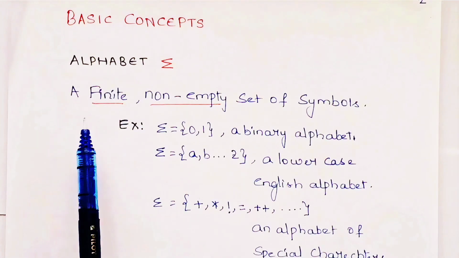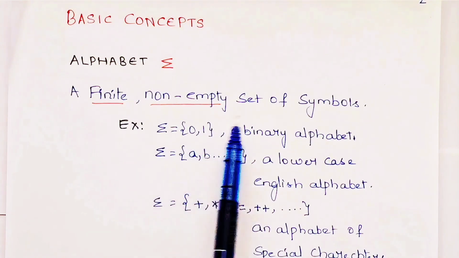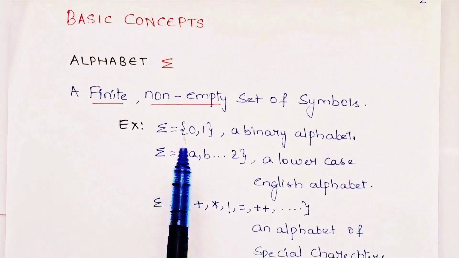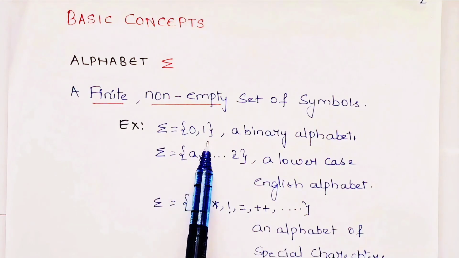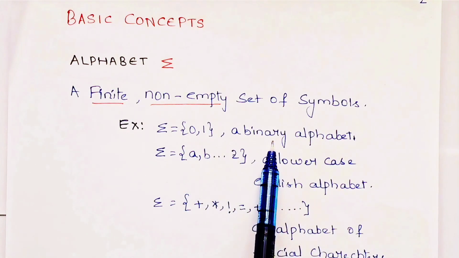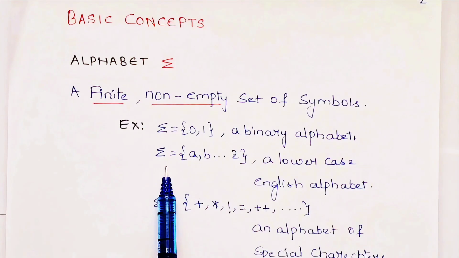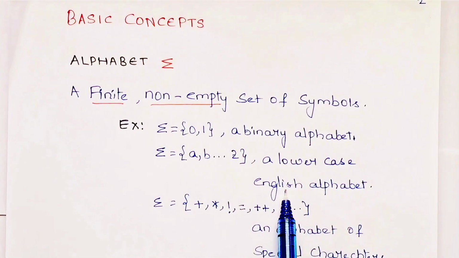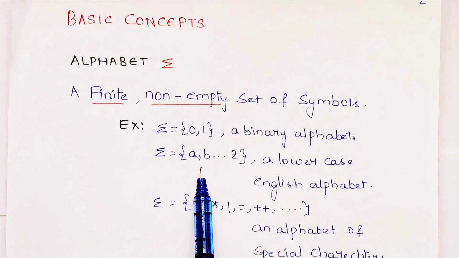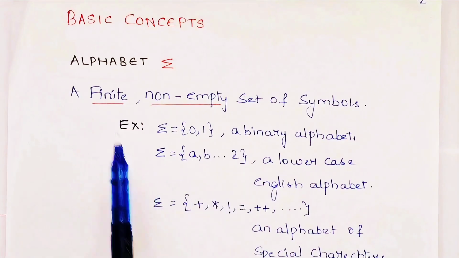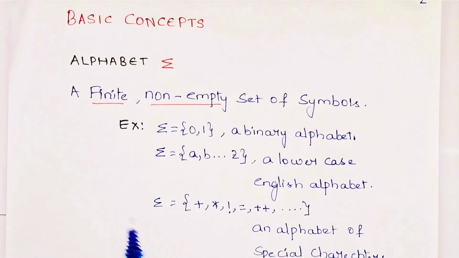Initially, alphabet. It is defined as a finite, non-empty set of symbols. Here the term finite indicates countable. Sigma is equal to {0, 1} indicates the two input symbols 0 as well as 1, which is considered as a binary alphabet. And sigma is equal to {a, b, and so on till z}. It means that it is the lowercase English alphabet, which is countable in nature. Here we consider 26 input symbols. That is the reason the alphabet should be finite.